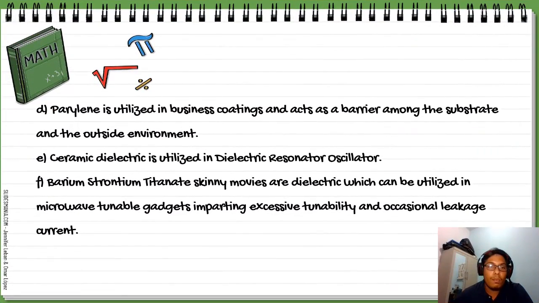For number 4, perlite is utilized in industrial coating and acts as a barrier between the substrate and the outside environment. For number 5, the ceramic dielectric is utilized in dielectric resonator oscillators. For number 6, barium strontium titanate thin films are dielectrics which can be utilized in microwave tunable devices, offering high tunability and low leakage current.